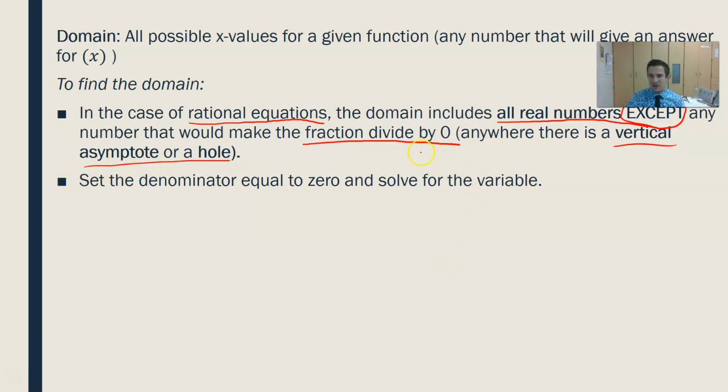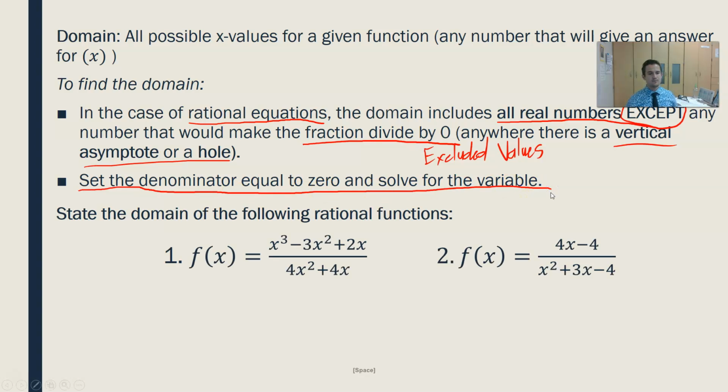In Unit 5, we called these values excluded values. So basically, any place that would make me divide by 0, we don't like that. That doesn't work. Those are exceptions to the domain of my function. So, in order to find the domain of the function, I set the denominator equal to 0 and solve for the variable. The instructions on these questions say, state the domain of the following rational functions.